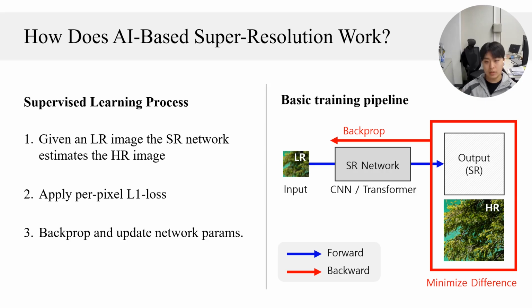Then this image passes into an SR network, which is typically either a convolutional neural net, simply CNN, or a transformer-based one. The goal of this network is to estimate the corresponding high-resolution image, which we call the SR, or the output. Once the model generates an SR output, we compare it to the ground truth high-resolution image, HR, and we measure how accurate the generated SR image is.